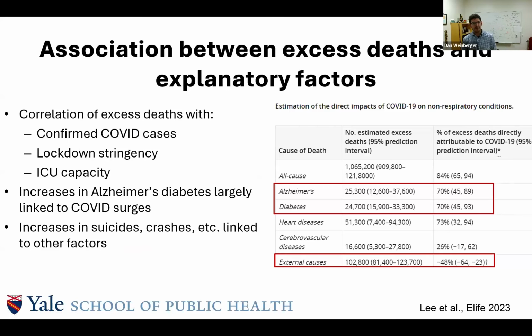So when we do this in the US and we look at those underlying cause of death categories, we can see overall for all-cause deaths that 84% of the all-cause deaths that we see in the US during this time period could directly be linked to a COVID infection. So when we see a spike in COVID, we see a spike in all-cause mortality. And we see similar patterns for Alzheimer's, diabetes, heart disease, where the vast majority of those excess deaths in those categories could directly be linked to surges in COVID, suggesting a link to COVID, even though Alzheimer's or diabetes or heart disease was listed as the underlying cause.